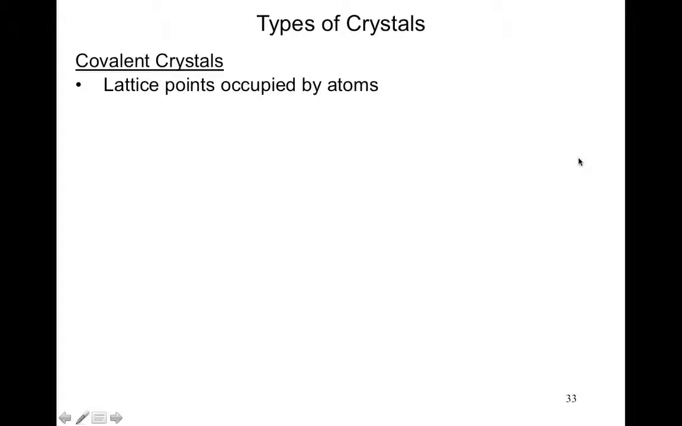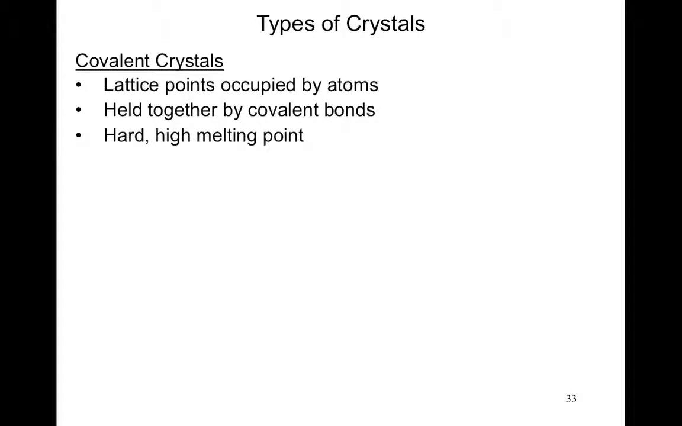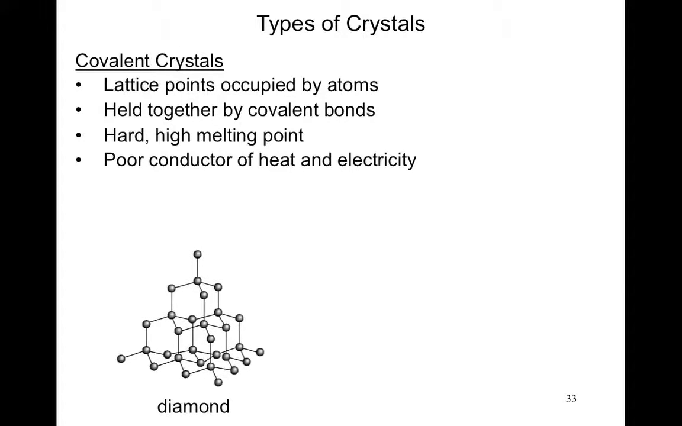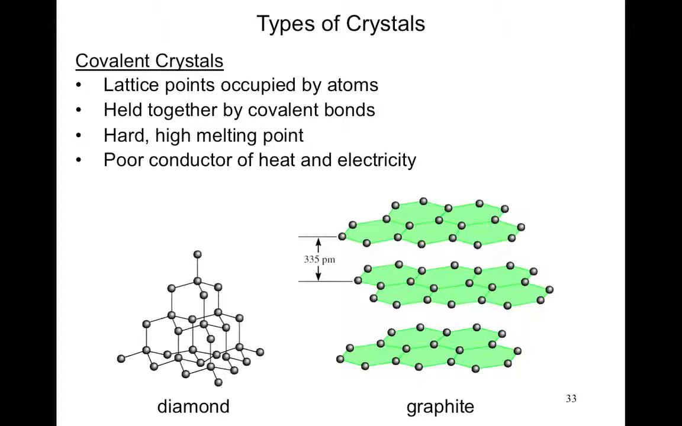Then there's covalent crystals, another type of crystal. We have atoms that are held together by covalent bonds. That makes them covalent. These are going to be pretty hard crystals with a pretty high melting point. Again, poor conductors of heat and electricity. Diamond is one example of a covalent crystal of just carbon. And then graphite is another covalent crystal of just carbon. Of course, diamond is the very hard rocks and rings you're familiar with, and graphite is actually the lead in lead pencils. When you write with a pencil, you're scraping off these individual layers of carbon onto paper.